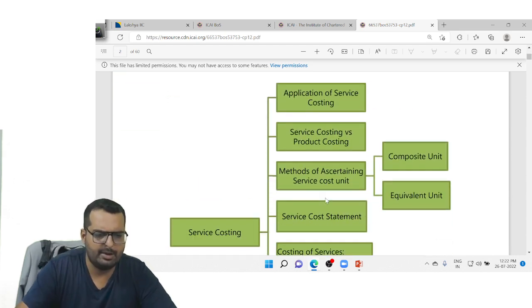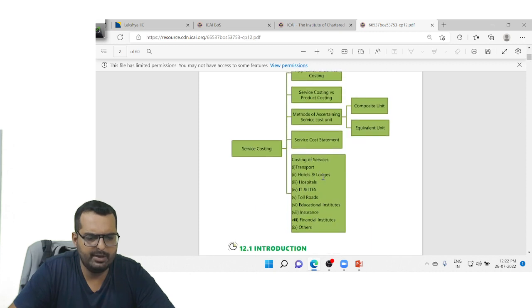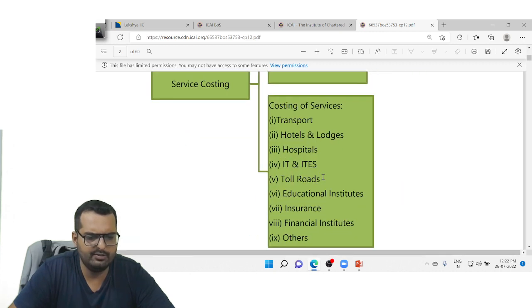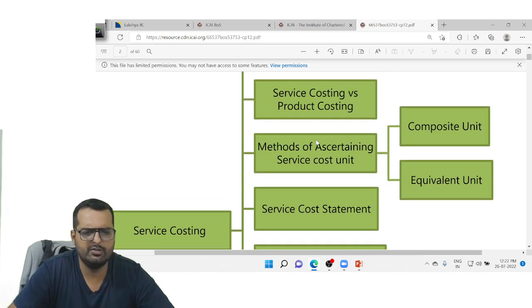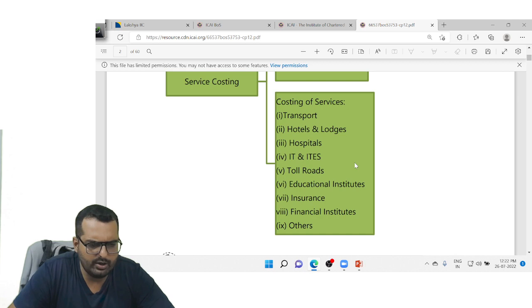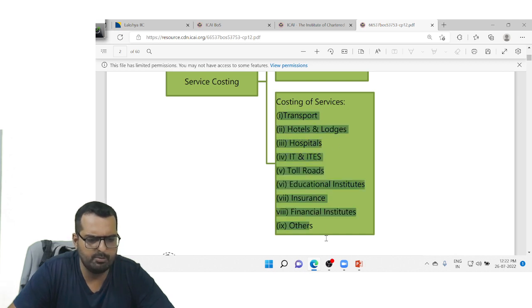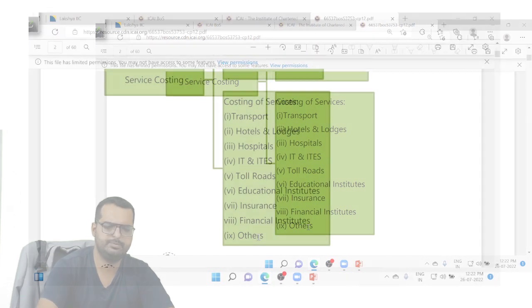Let's write down the chapter overview. They are having these many costing services that we need to cover in the class now. All right, then they have service cost statement. All this is okay. I will explain all this. Just write down an overview and put this table in your books. Give a heading called overview and write down this in your books.